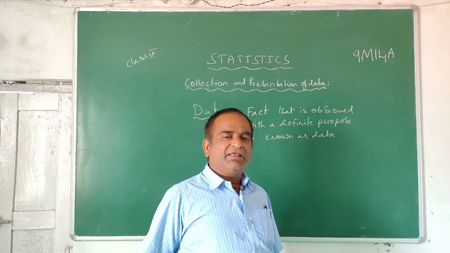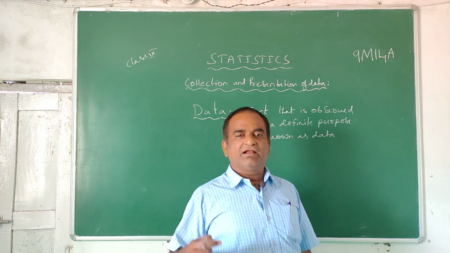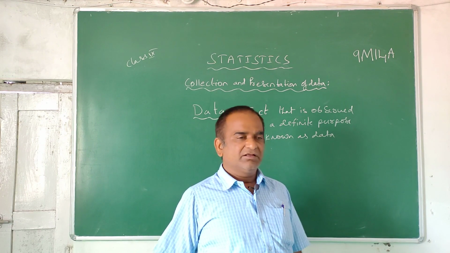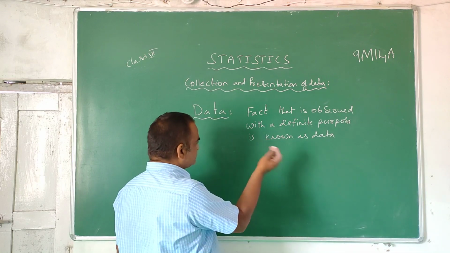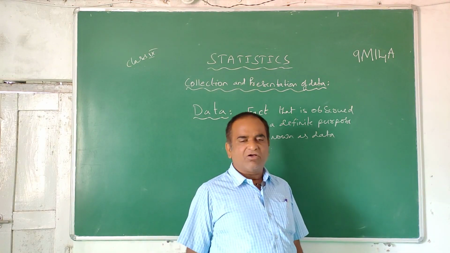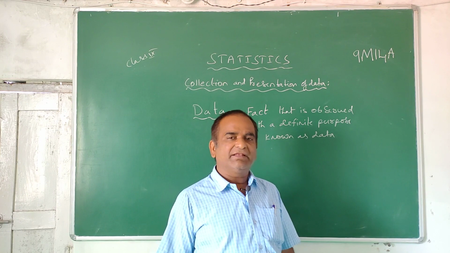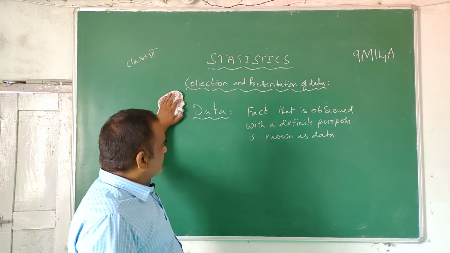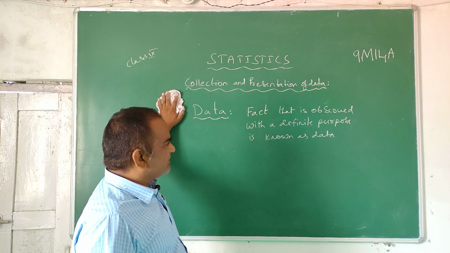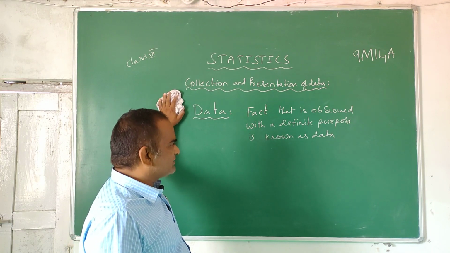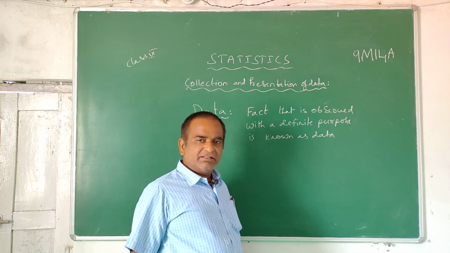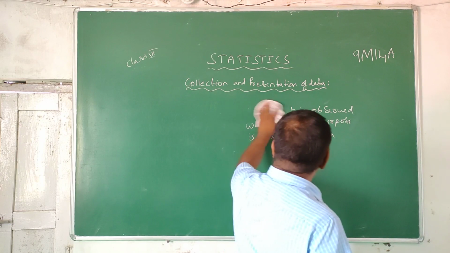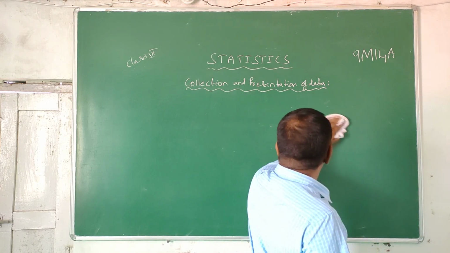The data can be numerical, or the data can be a figure, information. This may be numerical or a figure, come what it may be, it is data. Data means a fact that is observed with a definite purpose is known as data. This may be numerical or diagrammatic, no problem, it is data.